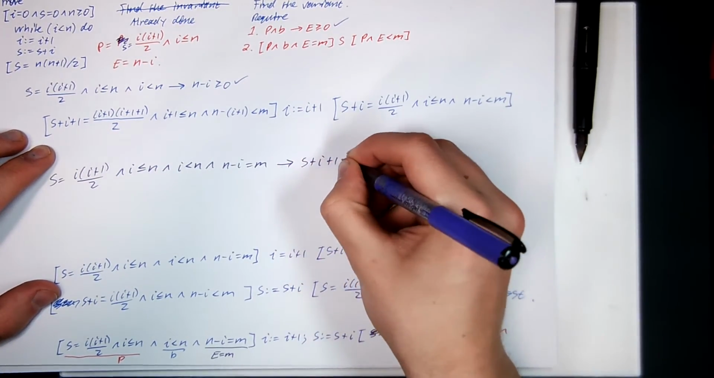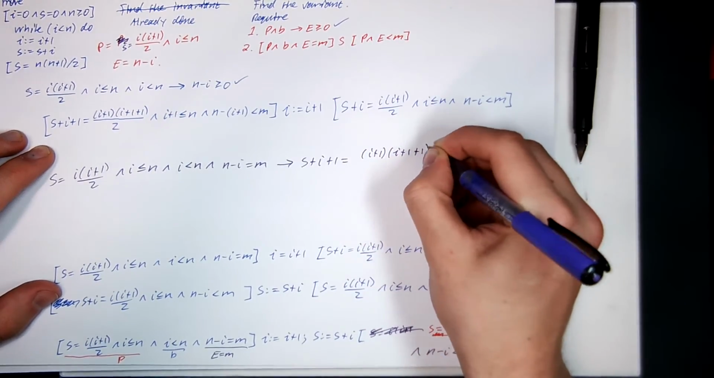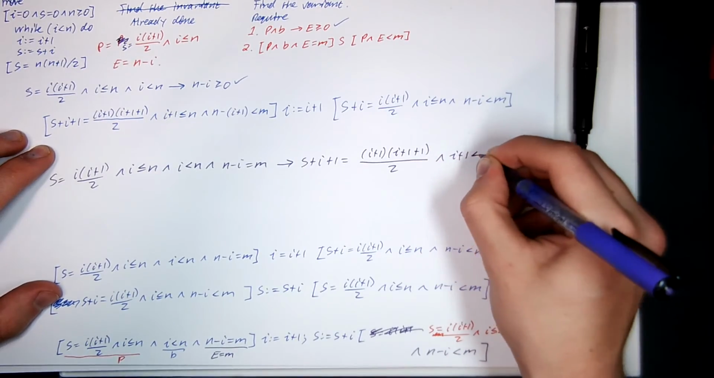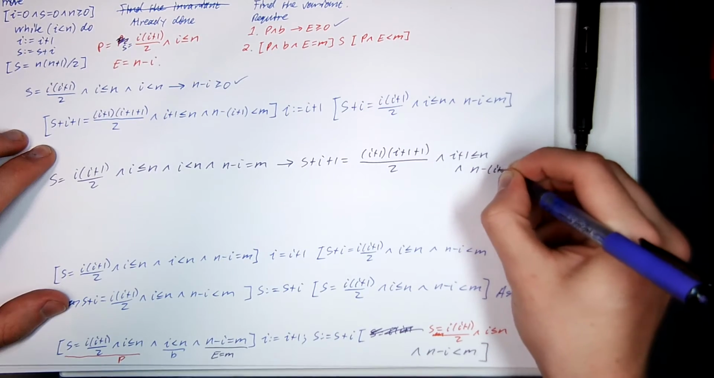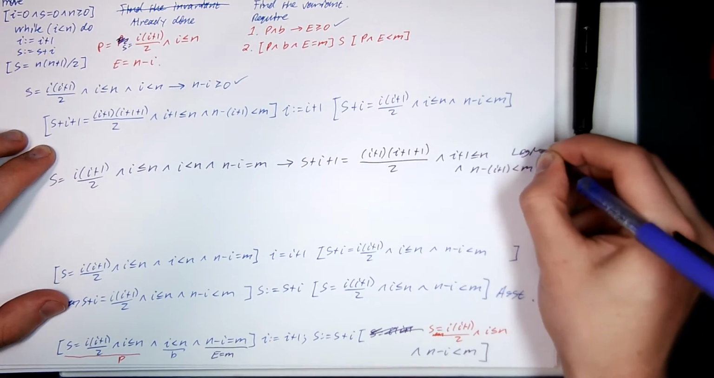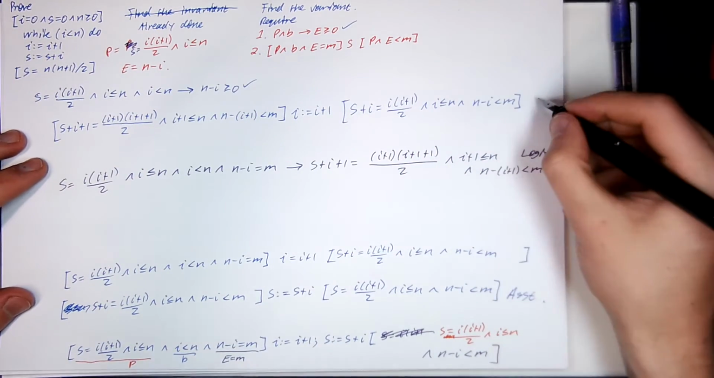S plus I plus 1 equals I plus 1, I plus 1 plus 1, all on 2, and I plus 1 less than or equal to n, and n take I plus 1 less than m. So prove that just by doing some algebra. Check that it's correct by logic. This is true by assignment.